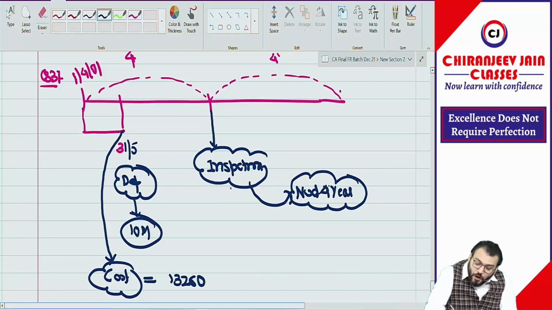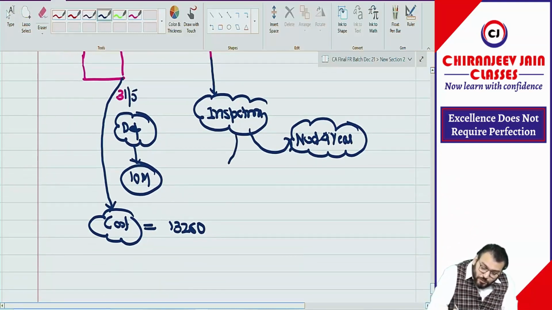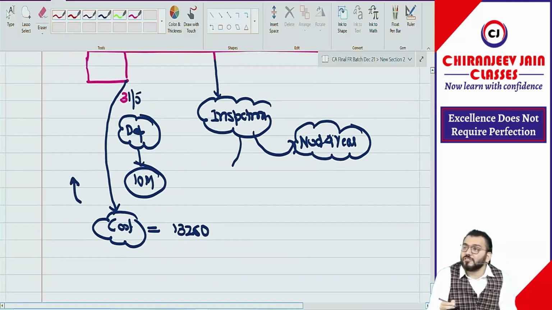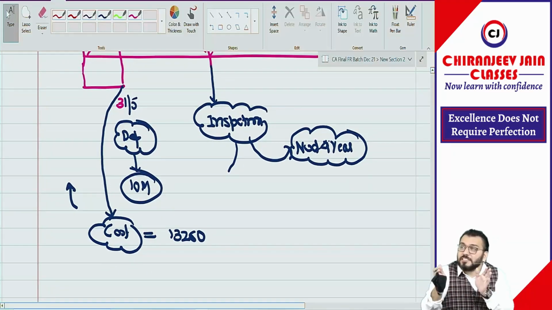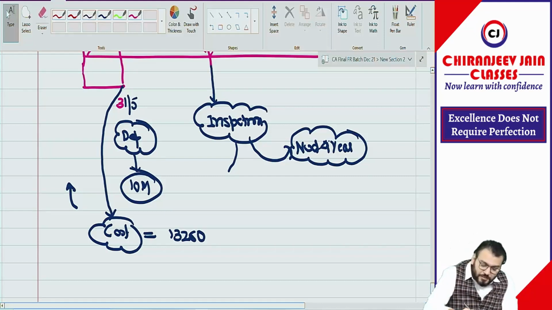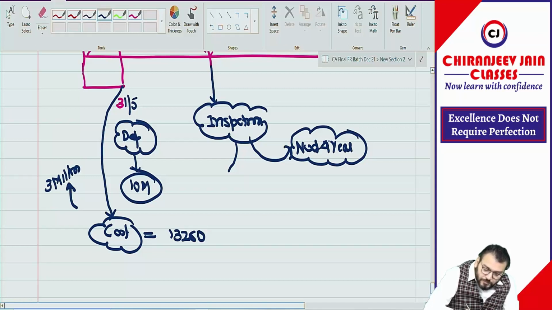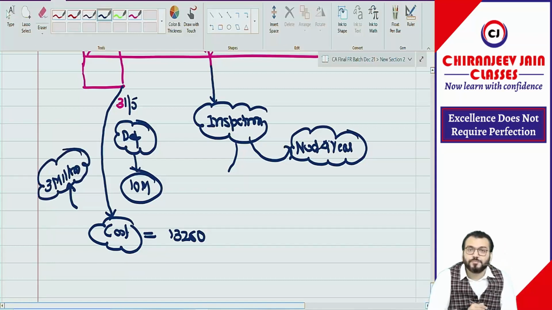And the cost of inspection as on today is given as how much? Means if that inspection was done today, what was the cost as on today? How much is given? 3 million. So it means 30 lakh, 3 million. Understood?